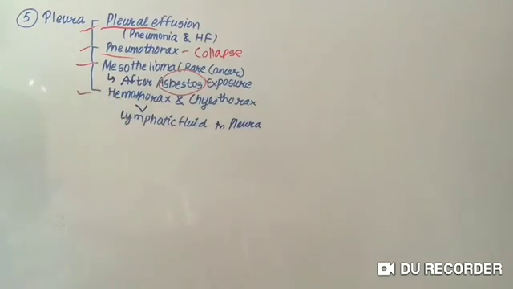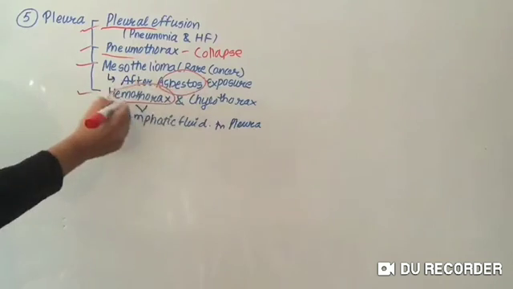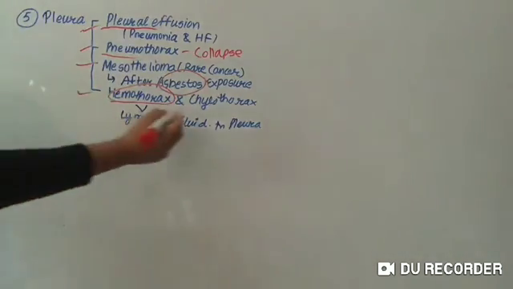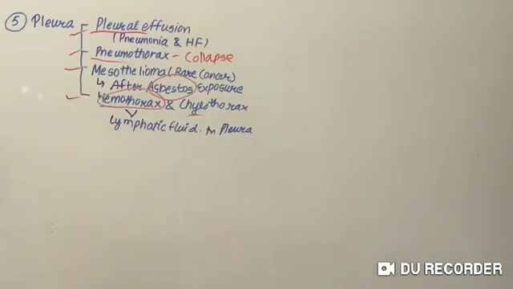Next is hemothorax. Hemothorax is a collection of blood in the space between the chest wall and the lung, the pleural cavity. Next is chylothorax. Chylothorax is a type of pleural effusion. It results from lymph formed in the digestive system, called chyle, accumulating in the pleural cavity due to either disruption or obstruction of the thoracic duct.